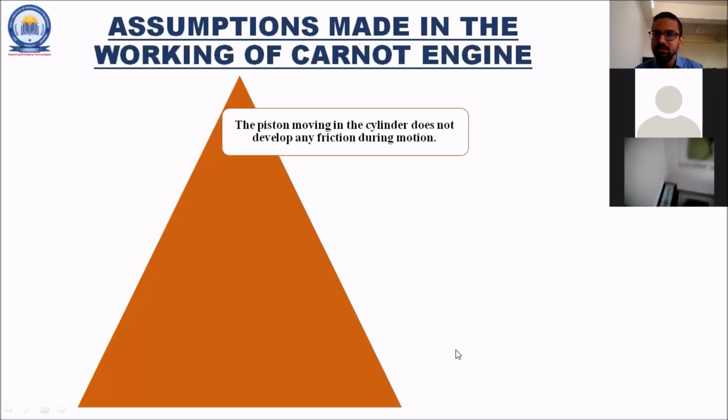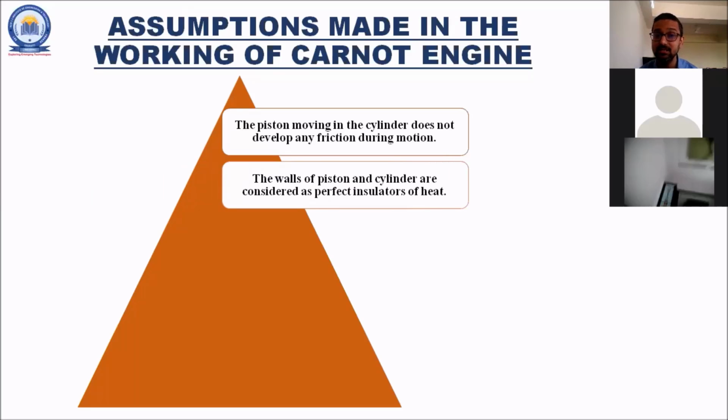Okay, fine. So let us proceed further in the second assumption. So you will be getting some more idea of it. The next assumption, which was taken by Sadi Carnot, is that the walls of piston and cylinder are considered as perfect insulators of heat. Now, perfect insulators are also practically not possible, because if we are considering perfect insulation, then this system will be an isolated system. Are you remembering all those points?